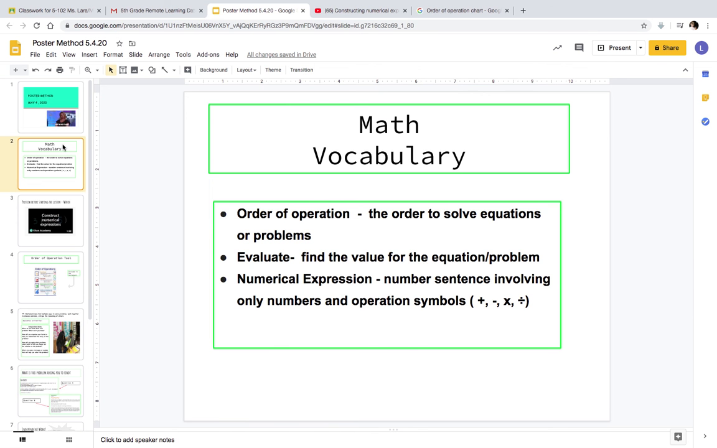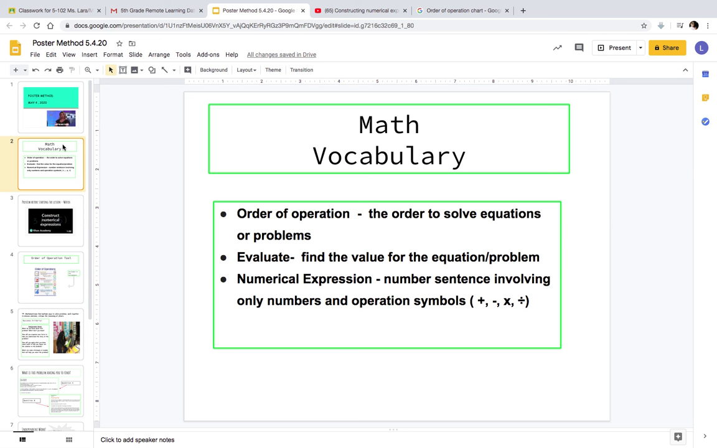So before you start, I'm just going to give you an overview of what you need to do for today's lesson. Let's start with math vocabulary. The vocabulary words that we included for this lesson are order of operation, evaluate, and numerical expression. Order of operation is just the order to solve equations or problems.